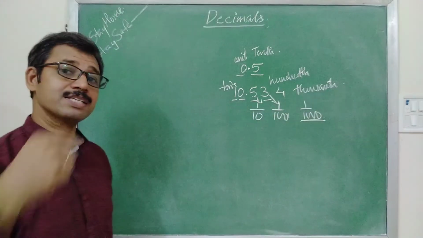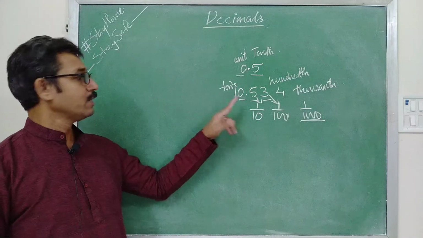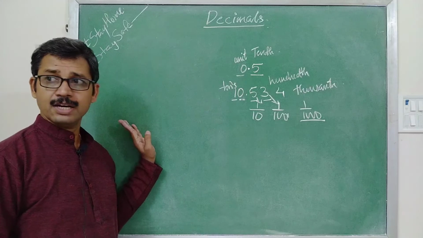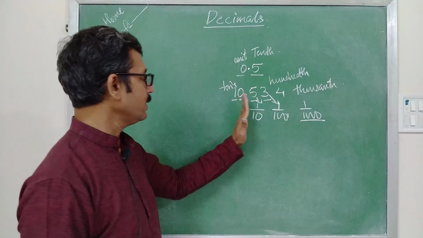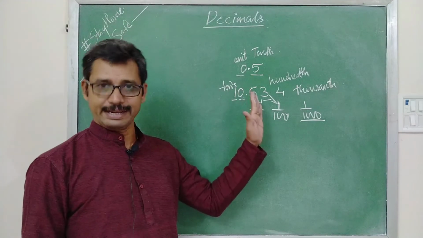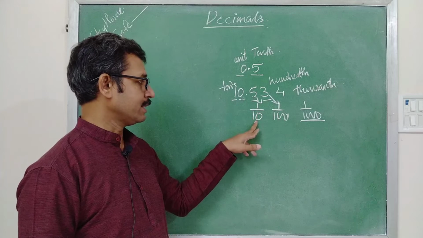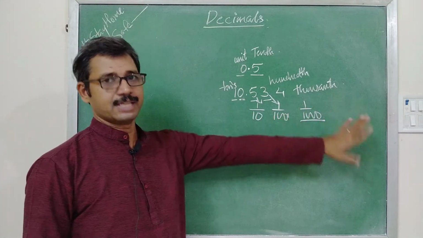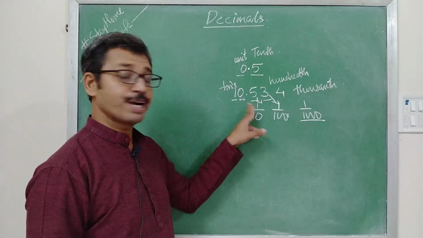Now we have to understand this place value. Going to the left side, it is units, 10, 100, 1000, and so on. When going to the right side, it becomes tenth, hundredth, thousandth, and so on. Tenth means 1 upon 10.